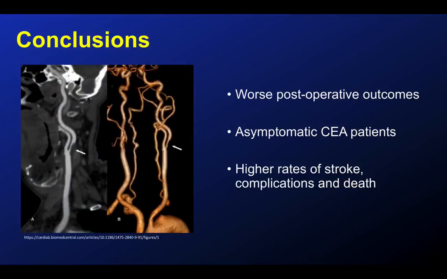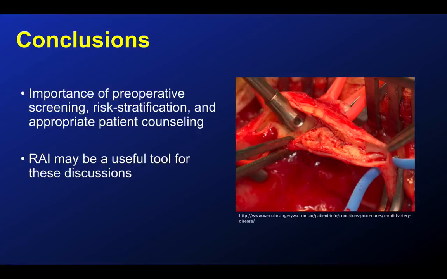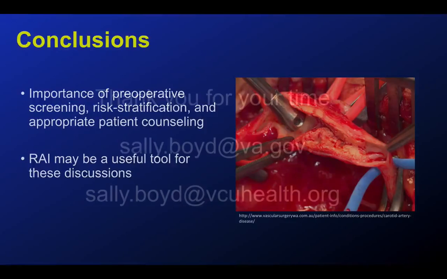In conclusion, increasing frailty as determined by the RAI was associated with worse postoperative outcomes in asymptomatic patients undergoing CEA. Higher RAI cohorts had higher rates of post-op stroke, death, and complications. This data is congruent with other studies that have shown frailty to be associated with poor postoperative outcomes in vascular surgery patients. This highlights the importance of preoperative screening, risk stratification, and appropriate patient counseling. The Risk Analysis Index may be a useful tool in these discussions.